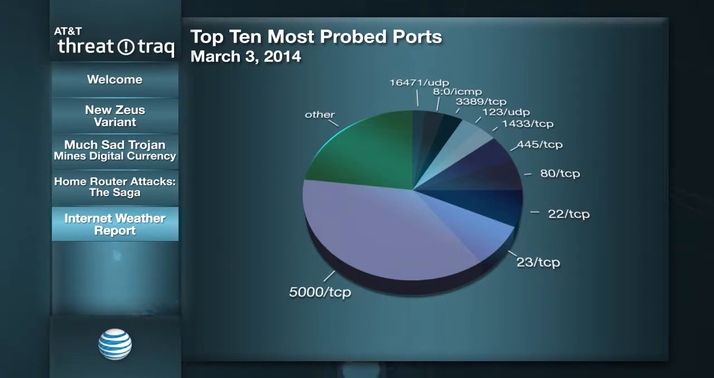123 UDP, we've been talking about this a little bit. That is NTP, the Network Time Protocol. We've seen a big increase in NTP reflection attacks going on. They use them as a distributed denial of service attack where they spoof the source IP and whatnot. So a lot of this scanning is probably actors looking for additional devices they can use as reflection vectors for NTP amplification attacks. So that's probably what that one's about.